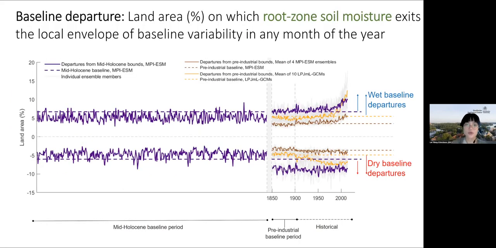And then we took the control variable and checked it against a baseline. We couldn't get the entire Holocene data, but we could get a mid-Holocene baseline period, 500 years around 6,000 years ago. And we also checked that against the pre-industrial baseline across many different models. And we could see that there's both a wet departure, meaning that wet anomalies are getting bigger, but also dry baseline departures. So based on this, we concluded that we are seeing a departure from the baseline variability on a global scale for green water.